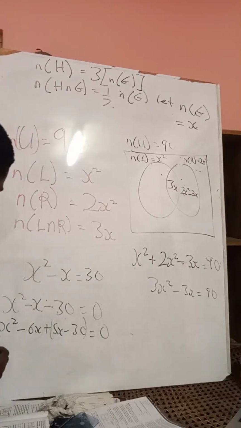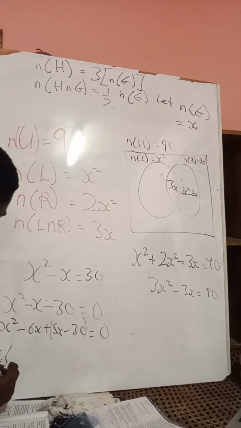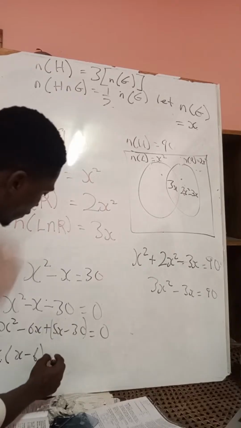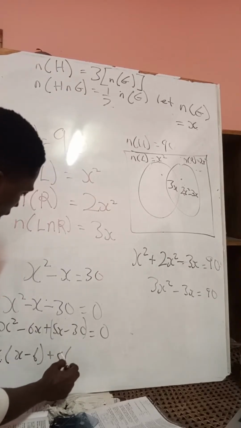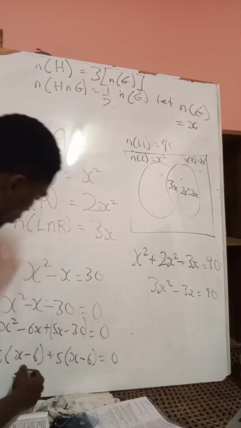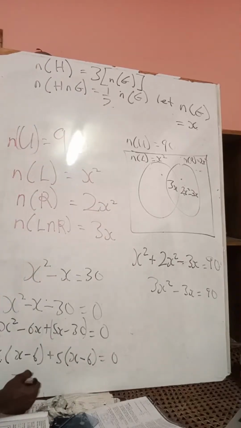You'll be having x out here. If you don't understand factorization, let me know. I will take my time and take you through factorization as well. So here, x out into the bracket, then we'll be having x minus 6, right? And then here, 5 out plus 5 out, we'll be having x minus 6 equals 0, which means you'll be having x plus 5.